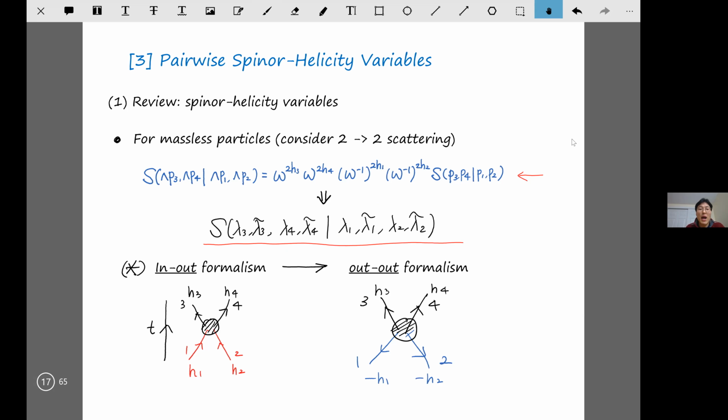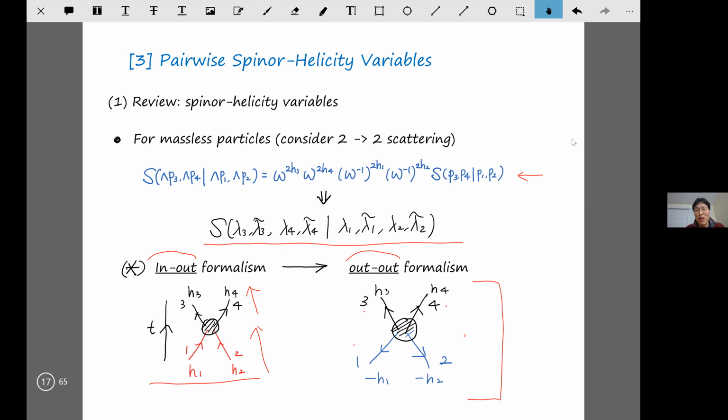Now before I start talking about more, I want to first introduce how to convert the in and out way of thinking about the scattering process, meaning you do have particles coming in and something coming out, into the out-out formalism where all particles are coming out. This is useful, and also the majority of the spinor helicity community exclusively uses this out-out formalism. So I want to talk about that a little bit. How do you convert that?